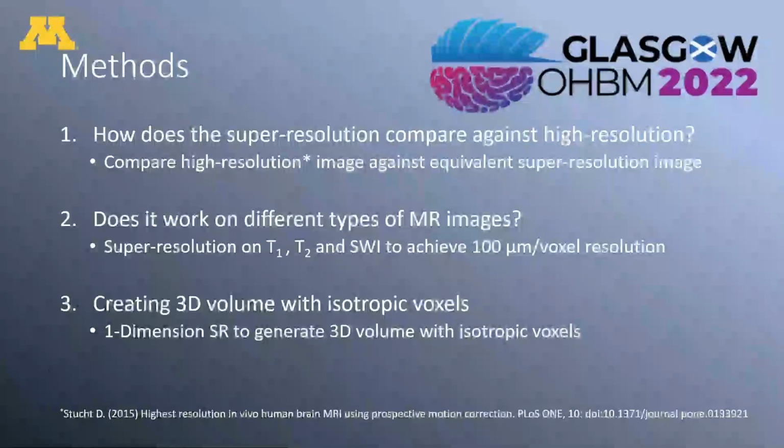I also wanted to see, because mostly the high resolution images are T2 at the moment because of a lot of constraints, if it's going to apply to other types of images. So I acquired T1 and SWI as well, and tried to get the maximum resolution I could acquire. And the last thing: the first two are 2D slices with really thick slices, but I was wondering if I could acquire a 3D volume with isotropic voxel dimensions.